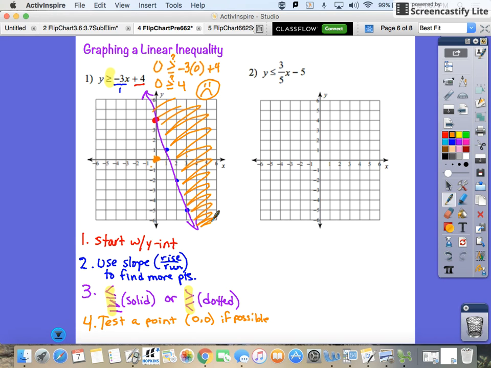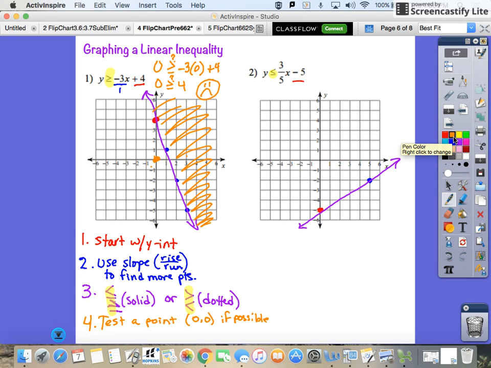Okay? So let's do the next one. The y-intercept is -5. The slope is 3 over 5. So we're going to use our slope to find more points. Rise 1, 2, 3. Run 1, 2, 3, 4, 5. We won't fit another one on the graph. So now we have to ask if we use a solid or a dotted. Well, since we have that symbol, we are going to use a solid line.